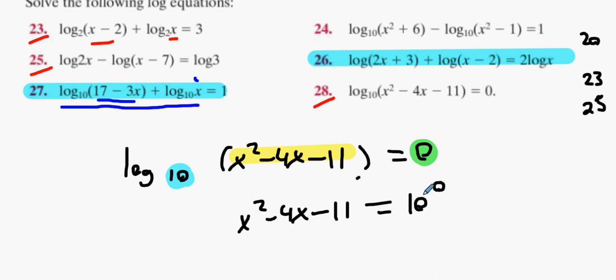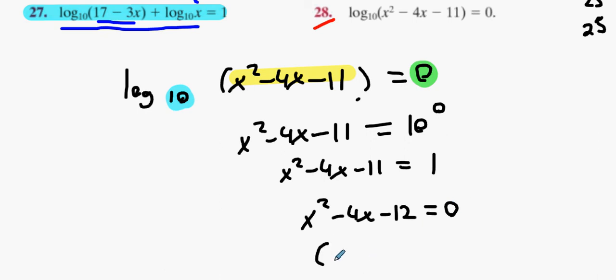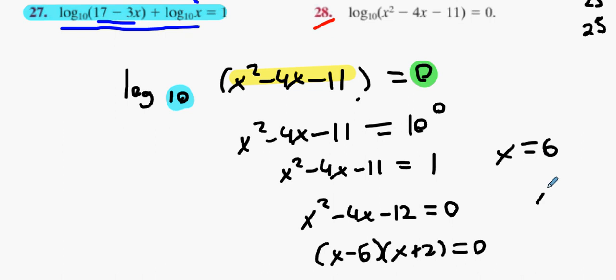What is 10 to the power 0? 1. X squared minus 4x minus 11 equals 1. Then the answer after that? X squared minus 4x minus 12 equals 0. Then after that, x minus 6 and x plus 2 equals 0. X equals 6 or x equals minus 2.